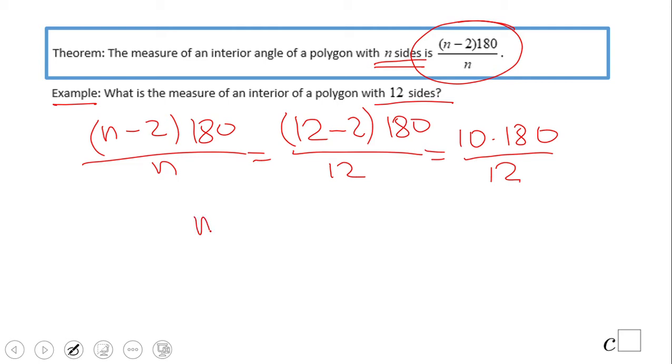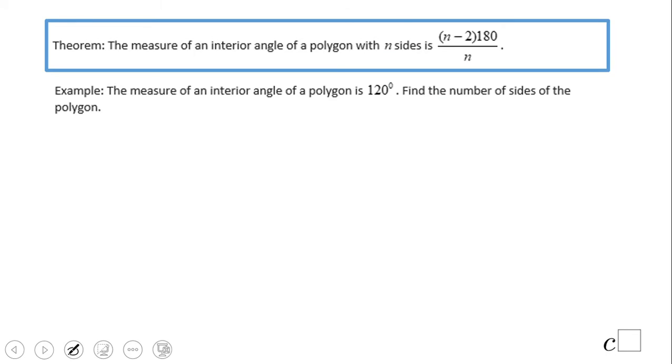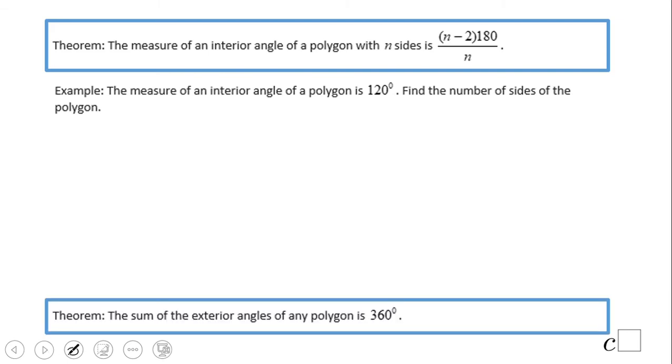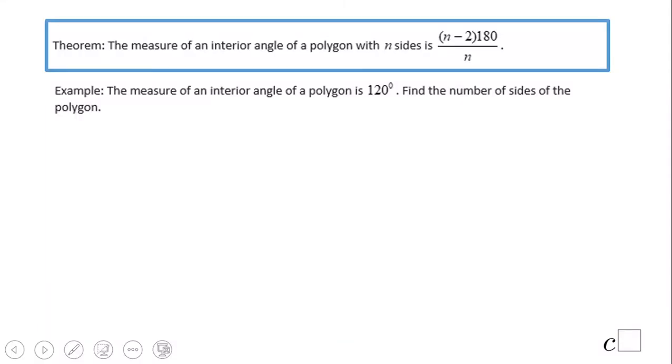The measure of an interior angle of this polygon of 12 sides is 150 degrees. So, a very interesting angle, right? On this last problem, I think we have something that is very interesting. The same theorem, the measure of an interior angle of a polygon, is what we did before.